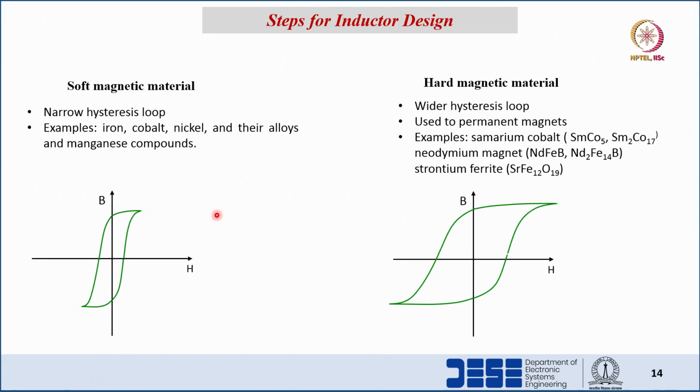So, we will see examples of soft magnetic materials and hard magnetic materials. Examples: iron, cobalt, nickel and their alloys, all ferromagnetic materials exhibit a narrow BH curve and come under soft magnetic materials. Hard magnetic materials are used in designing permanent magnets, and permanent magnets by default have wider BH loops. The examples are samarium cobalt, alnico, neodymium magnets and strontium ferrites, all of which have wider BH loops. So, with this I am concluding this class.